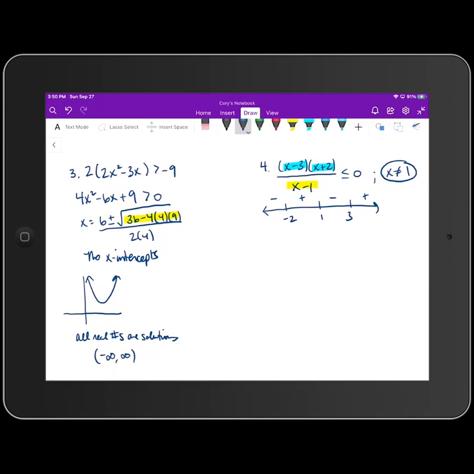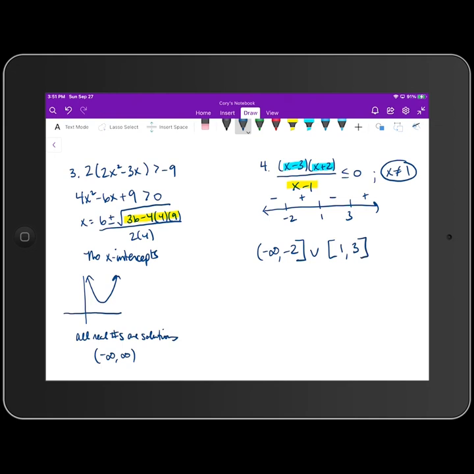Okay, so we have to figure out where that quotient is less than or equal to 0. So this would be on the interval from negative infinity to negative 2. And then again, because the sign is less than or equal to, we're going to use a bracket at negative 2. And then also the interval from 1 to 3.